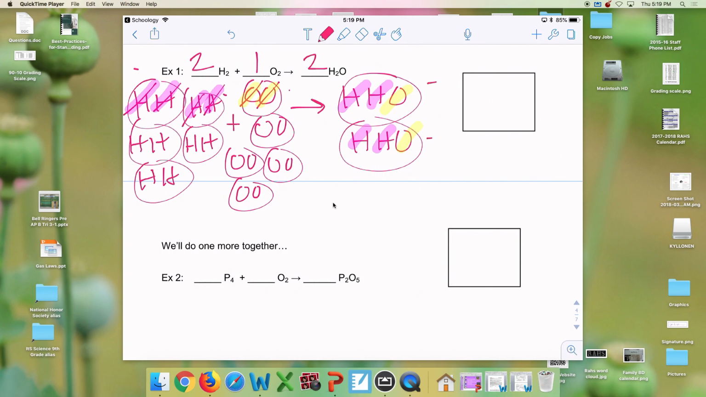So now this is our balanced equation, and then we diagrammed it to kind of prove and show our work. We don't have to do anything with those extra supply pieces. We didn't use them. They would just kind of float away like they didn't exist.